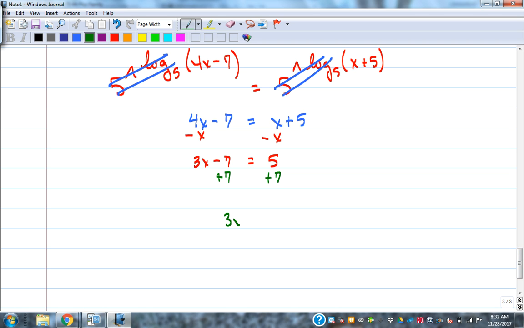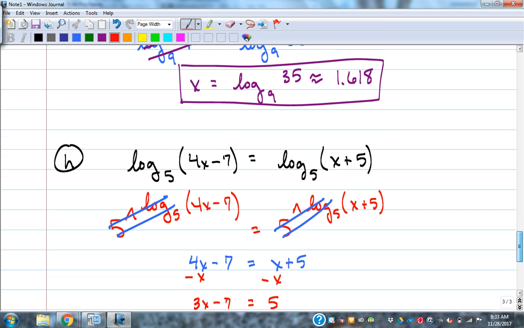3x equals 12. Divide by 3. X equals 4. The only thing we have to worry about here, because these were logarithmic equations and they had the log in it to begin with, is you cannot take the log of 0 or a negative number. So you've got to check your answers to make sure that they don't turn the original problem into having 0 or a negative number inside of the log.